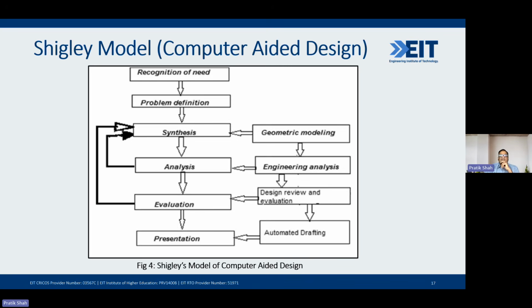The analysis phase has again changed into engineering analysis. So our CAD falls into this basic category. The CAD portion that we are going to discuss will fall into this category. The portion of CAE, that is computer-aided engineering, will fall into the engineering analysis capabilities. Once the analysis is successful, then normally people go for presentation or the drafting.